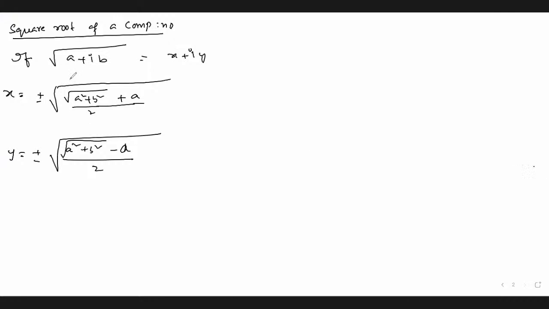I am repeating this. X is equal to plus or minus root of (root of a square plus b square plus a, where a is outside) by 2. Y is equal to plus or minus root of (root of a square plus b square minus a) by 2. So let us do one problem related to this.